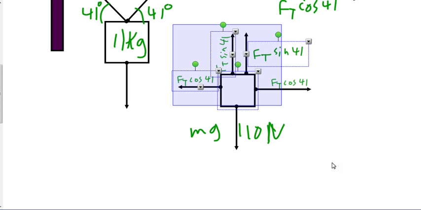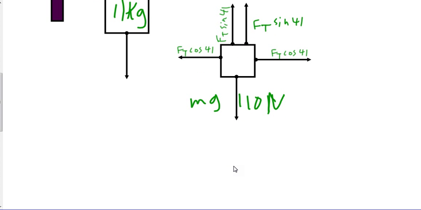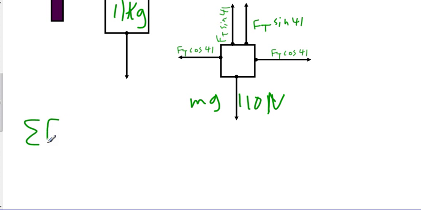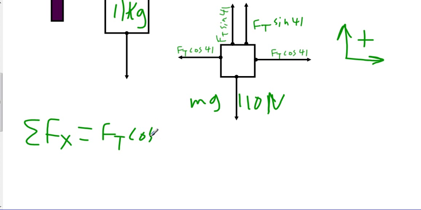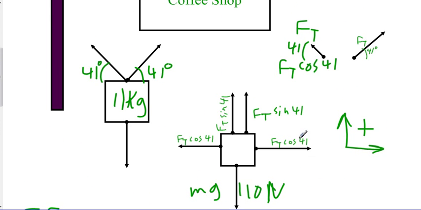From this free body diagram now, we can make our summation equation. And so we begin like this. Let's start in the x, because that's going to be easier. So we can say the sum of all forces in the x is equal to, and we'll go ahead and set to the right and up as our positive directions. So we can say Ft cosine 41 minus Ft cosine 41 is equal to 0. This 0 tells us that our object is in equilibrium.